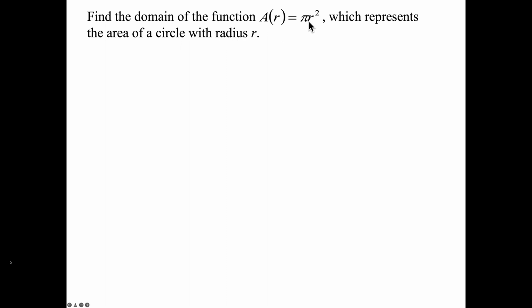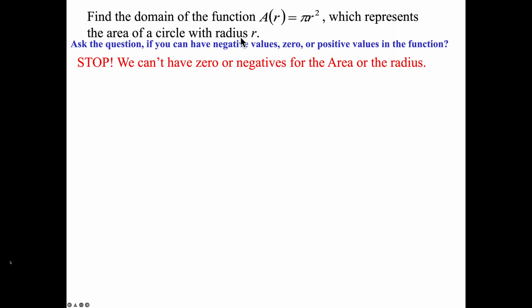Well, as it stands, we looked at x squared and we said, oh, x squared can be all real numbers. But now my variable r represents a distance. It's the radius of a circle. That's a distance, and a distance has to be positive. All right? So you cannot have 0 for your radius. If you have 0 for a radius, you don't have a circle.